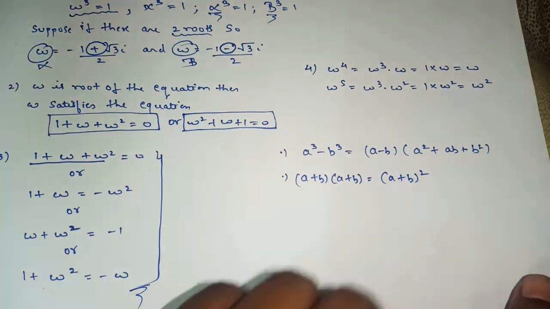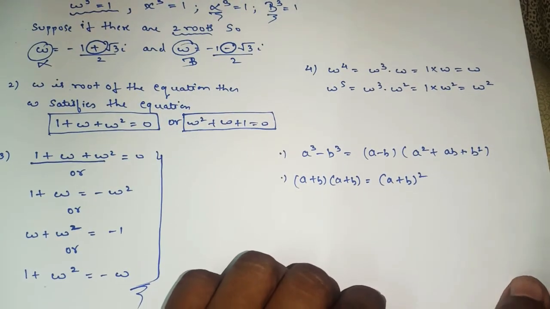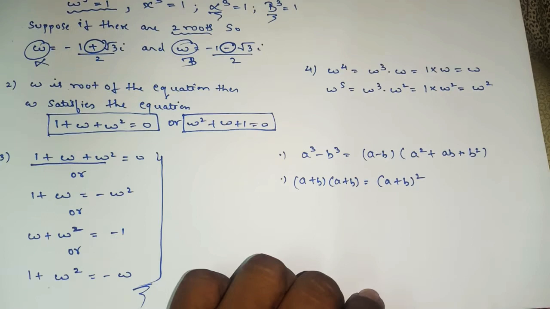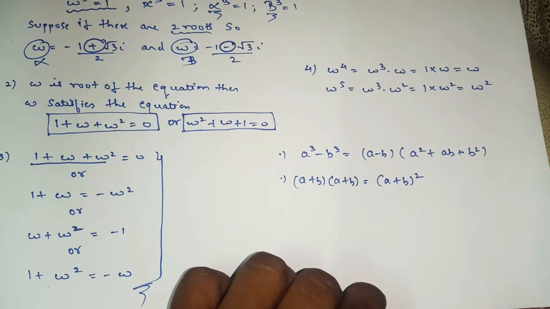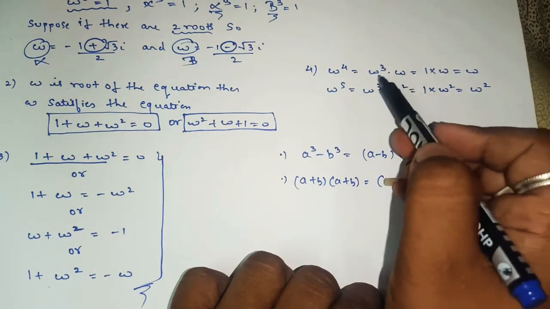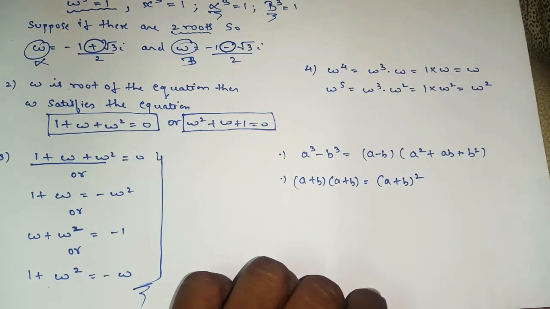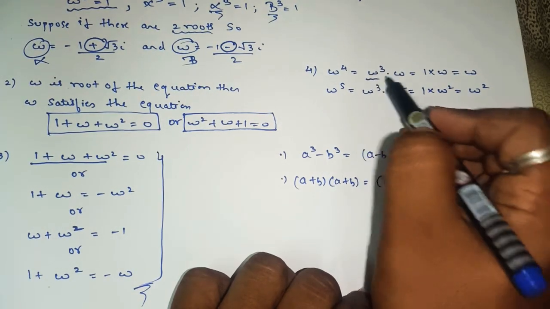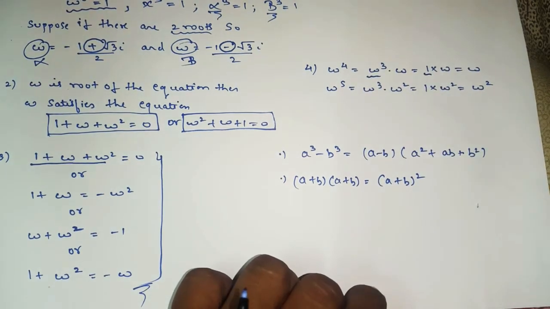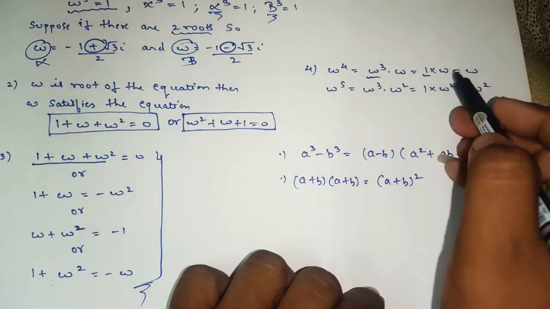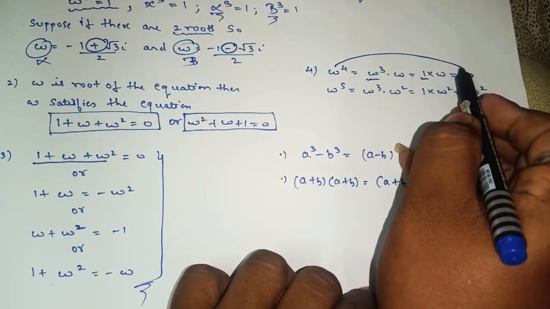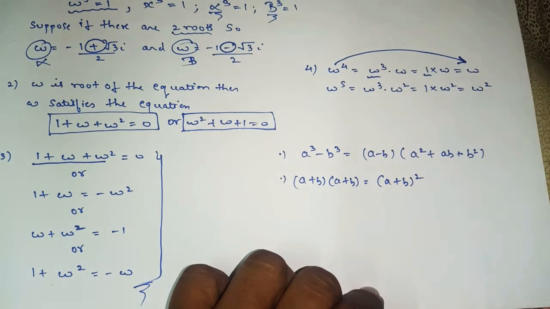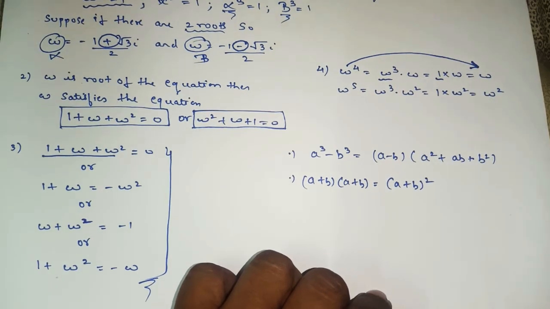Now we'll see the next one. Suppose you come across w raised to 4. You can break this w raised to 4 as w cube into w, because w cube into w gives w raised to 4 only, yes or no? And we know that w cube is 1, yes or no? And we'll keep this w as it is, and 1 into w will be w. So in simple language, wherever you see w raised to 4, straight away you will write w in place of w raised to 4.